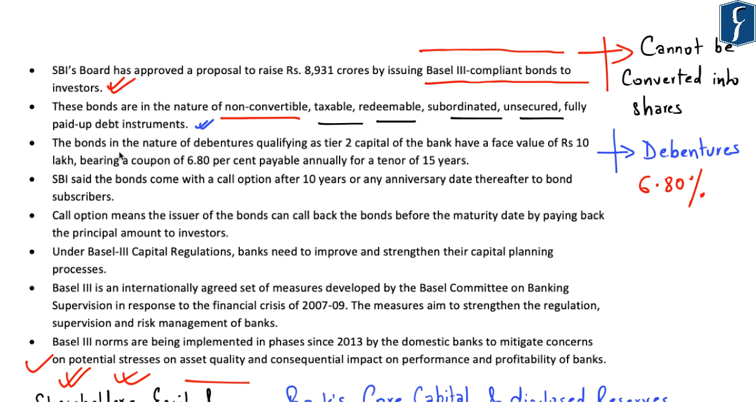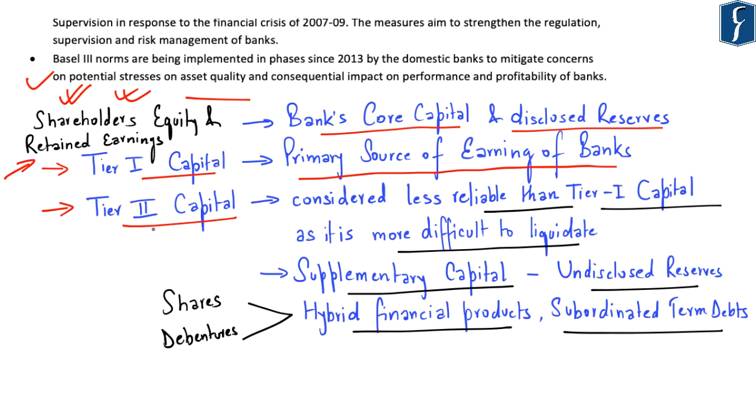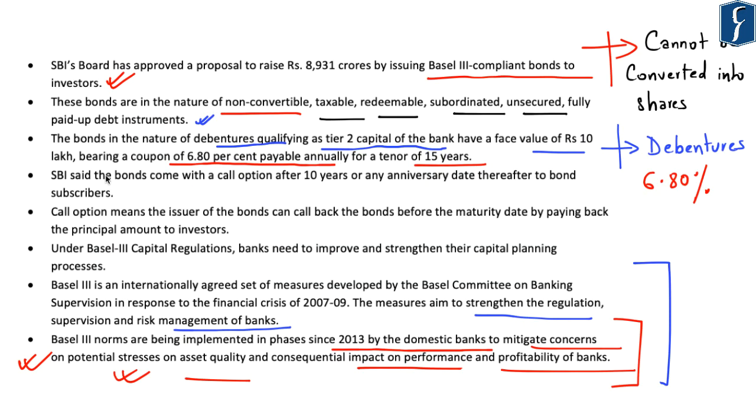So here the news says that the bonds issued by SBI are in the nature of debentures qualifying as Tier 2 capital. So from your prelims perspective, this is what you need to know with respect to the difference between Tier 1 and Tier 2 capital. Tier 1 capital is banks' core capital and primary source of earnings for the banks, whereas Tier 2 capital is supplementary capital. Now, in this regard, SBI has said that the bonds come with a call option after 10 years or any anniversary date thereafter to bond subscribers. So this means that the issuer of the bonds, that is SBI, can call back the bonds before the maturity date, that is after 10 years but before 15 years, by paying back the principal amount to investors.